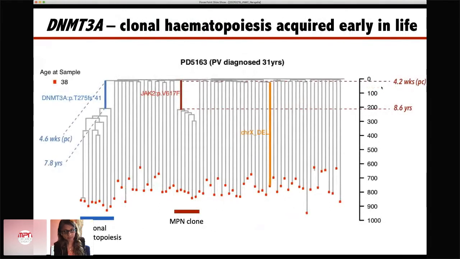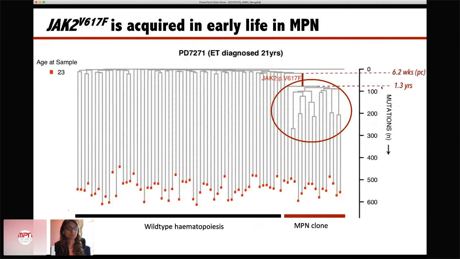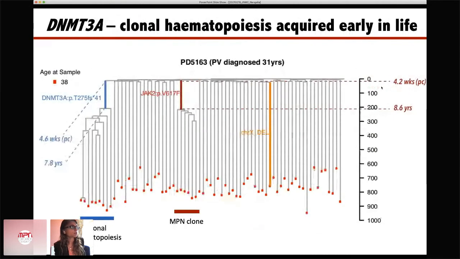We were really surprised by this because this was about 20 years before the patient was diagnosed. So we went looking ahead, and in this patient diagnosed with PV at the age of 31, their JAK2 mutation also was acquired in childhood at the very latest by 8.5 years of age. And they had other driver mutations that we know to be present in patients with MPNs and indeed healthy individuals, and those too were acquired in childhood, as shown on the left here.